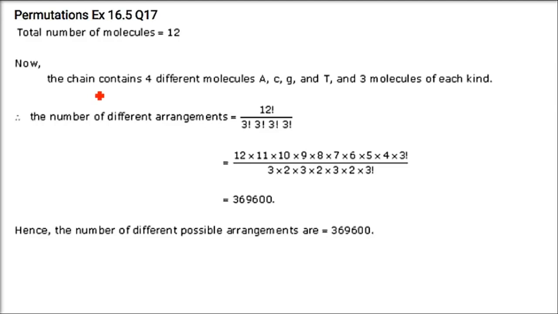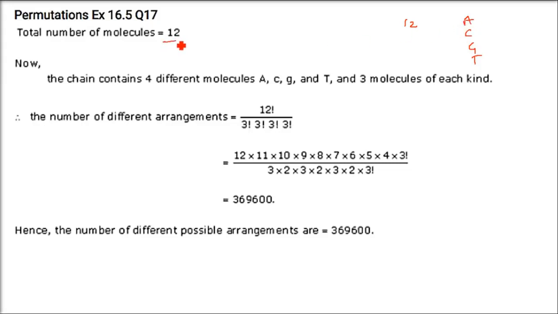A biologist studying the genetic code is interested to know the number of possible arrangements of 12 molecules in a chain. The chain contains 4 different molecules represented by the initials A for adenine, C for cytosine, G for guanine and T for thymine, and 3 molecules of each kind. How many different such arrangements are possible?